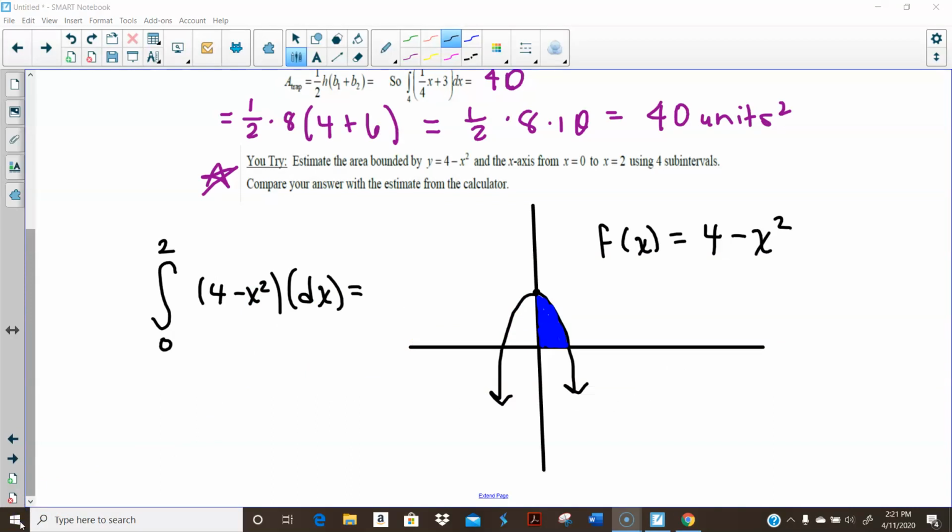On the U-Try, I recommend you using your graphing calculator to find the exact value. If you don't have a graphing calculator, then you can set up rectangles in 4 sub-intervals if you would like. And here you go. So this is what the graph looks like, and you're trying to find this blue section. Good luck.